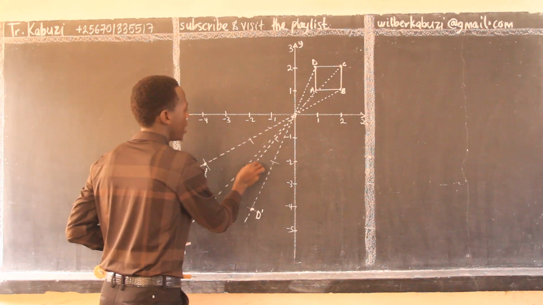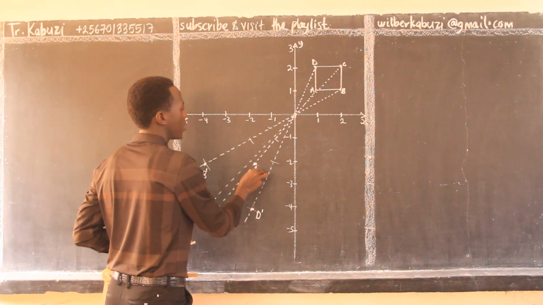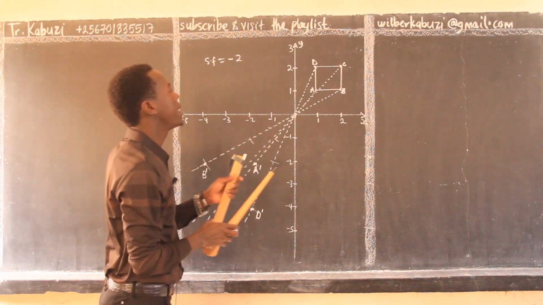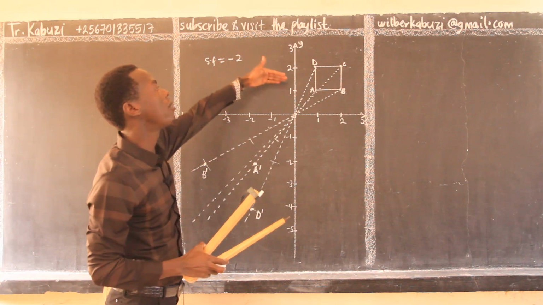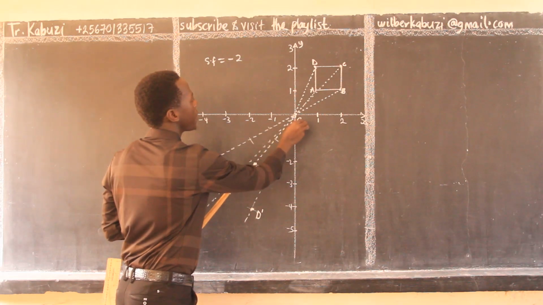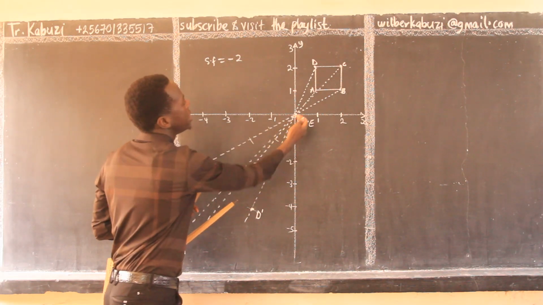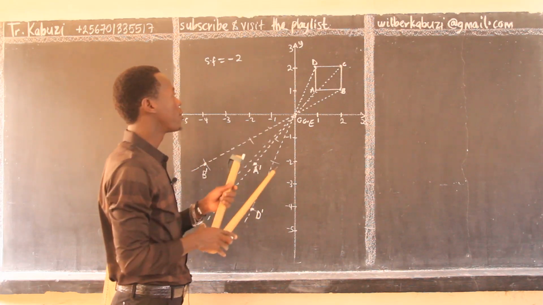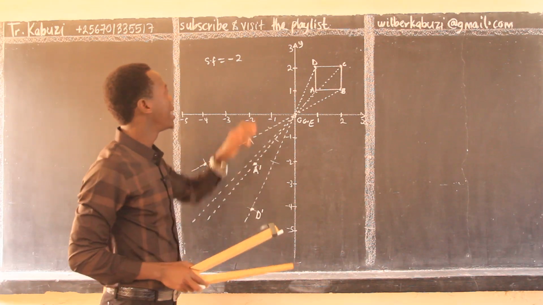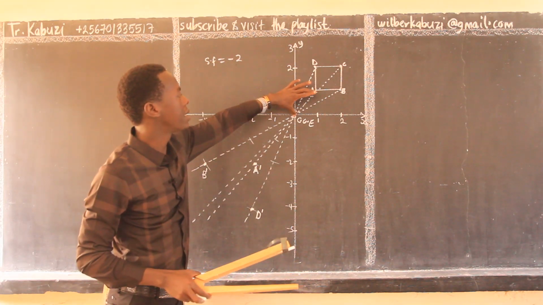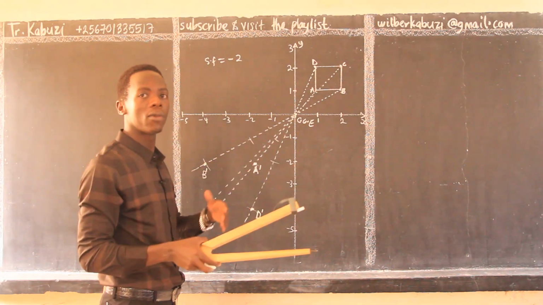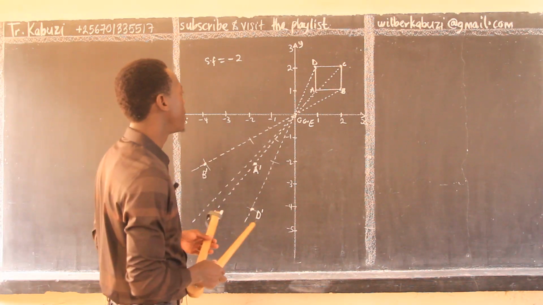Why are we going in the opposite direction? Because, remember, our scale factor is negative. This means that the image is going to be on the opposite side, reflected by the center of enlargement. Our center of enlargement is here. Because of this negative, it's reflected to the other opposite side. If it was positive, then it would have gone the other side. But this 2 also means that the distance from the center to the object is going to be twice to get that of the image. That's why if it was 3, then we would have measured 3 times.